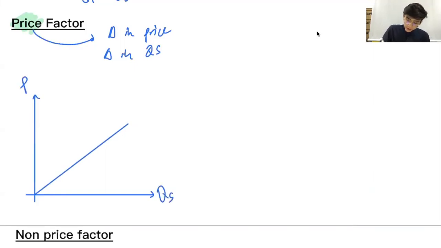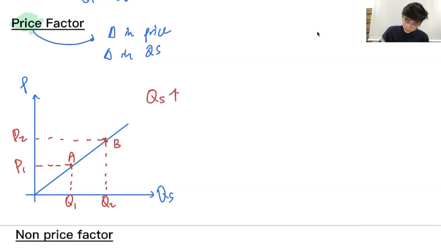So when you have a higher price, from P1, this is your quantity supplied, Q1, and when the price increases, you want to supply more. Okay, so this is your A and this is your B. So when your quantity supplied increases, this is what we call expansion or extension, depending on which textbook you are referring to.